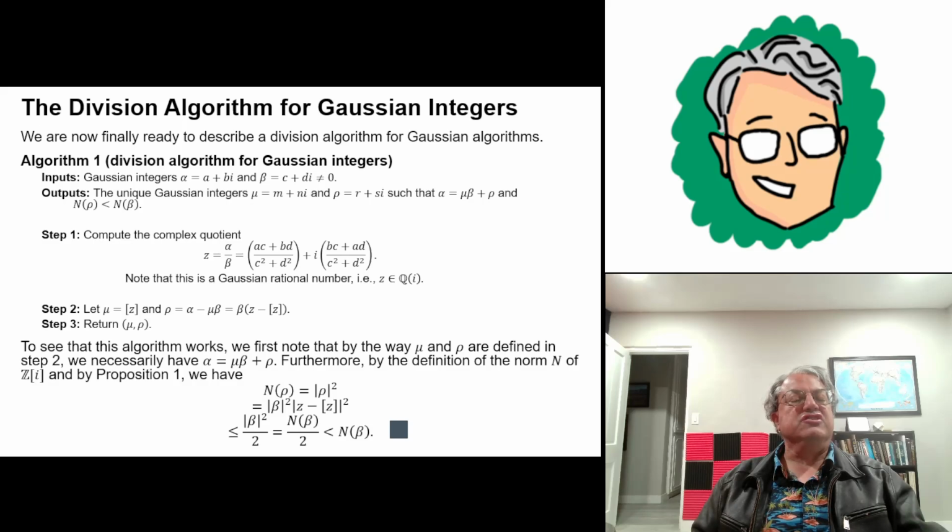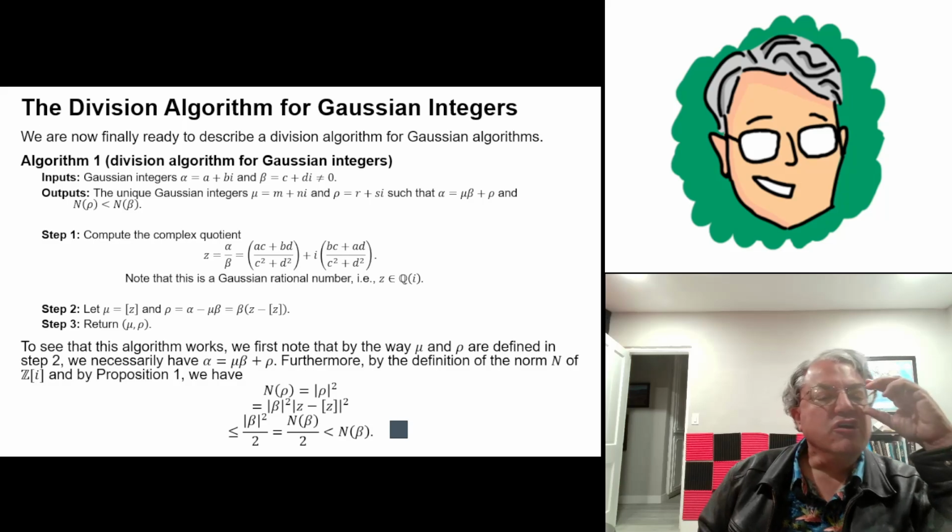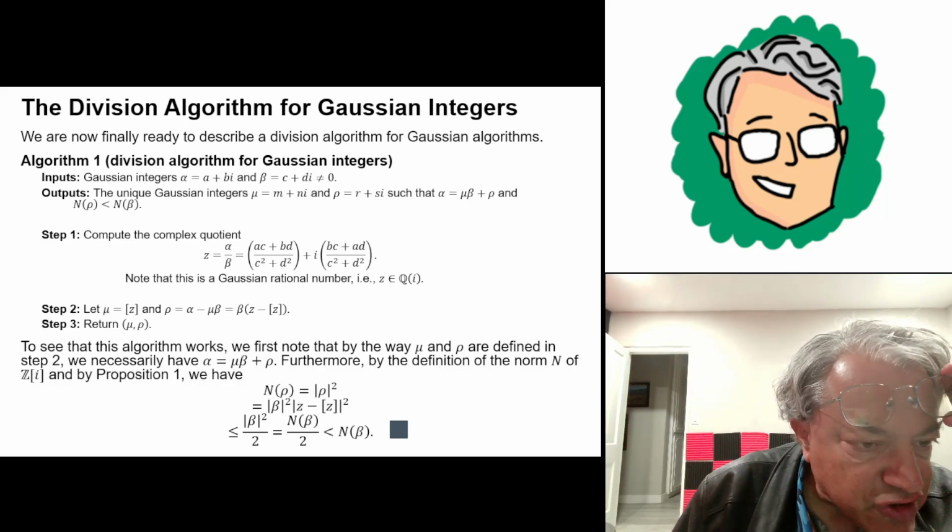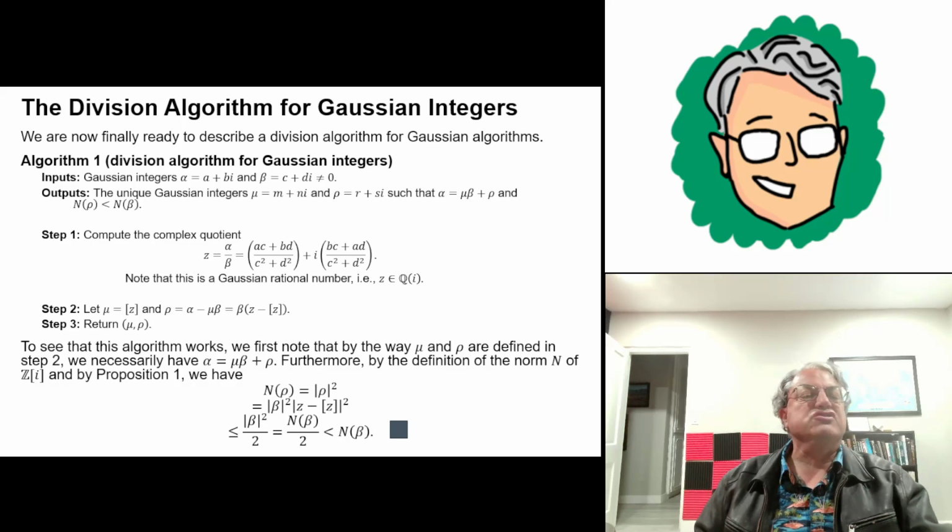And then finally, to see that this does give us a remainder with the required property, we note that the norm of mu, which we can also write as the absolute value of mu squared, and just using the definition of the absolute value of complex numbers, is equal to the absolute value of beta squared times the absolute value of z minus z bracket squared, because the absolute value is multiplicative. But we already proved by the proposition that the absolute value of z minus z bracket is at most 1 over square root of 2.